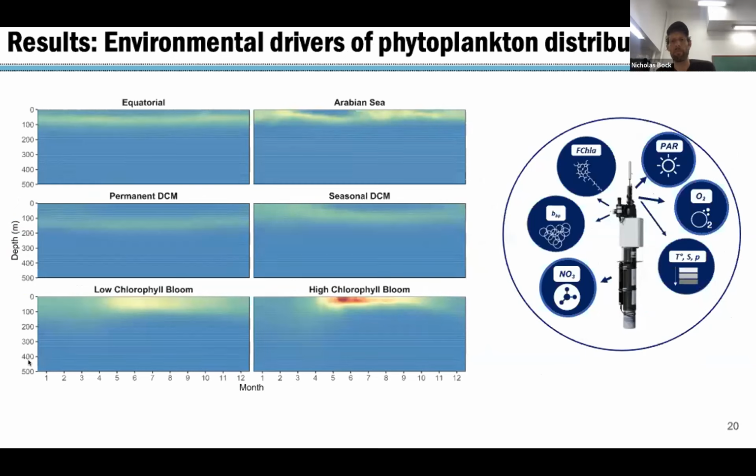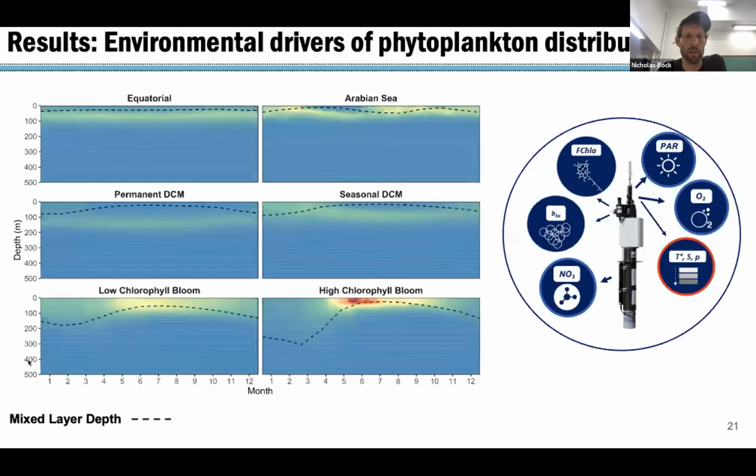So beyond looking at the bio-optical data, it's also possible to characterize seasonality in the environmental context of each biome using float measurements of physical and biogeochemical parameters. So for example, we used temperature and salinity data to calculate the average mixed layer depth for each biome, shown by the black dashed line here.